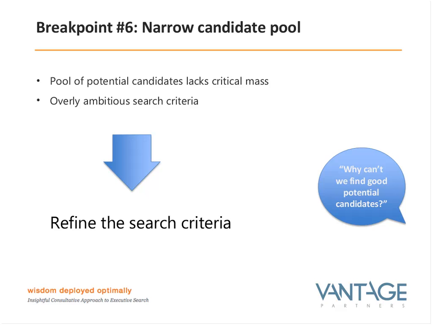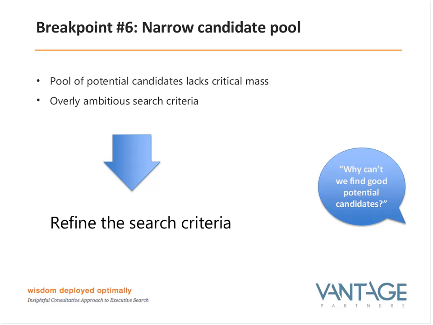So we're in the final stretch, phase 3, attracting and closing candidates. This is where your preparation gets put to the test. Can you now attract and close your candidate of choice? And this leads us to breakpoint 7 and 8. Breakpoint 7 is the inability to attract top candidates.